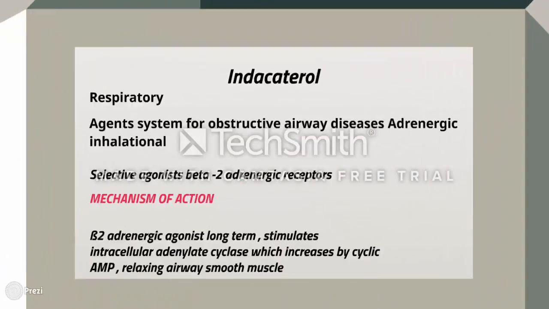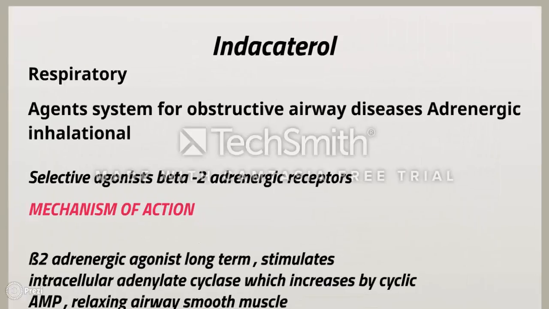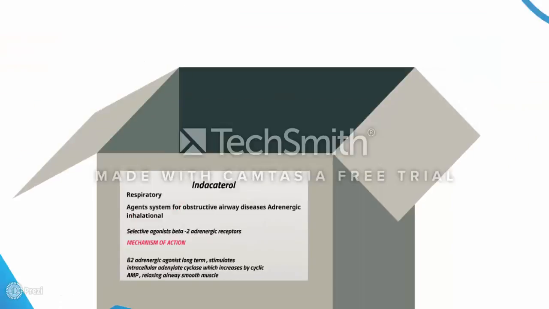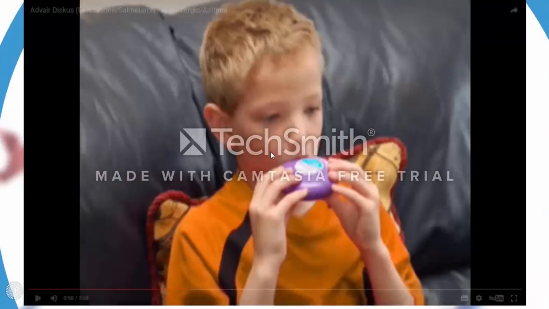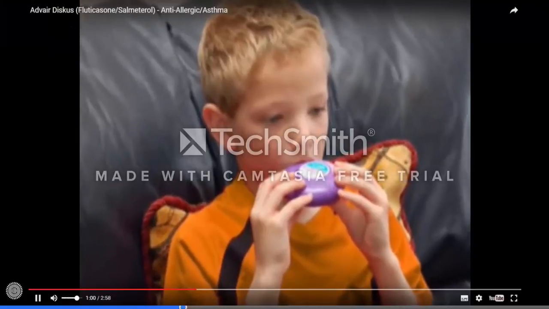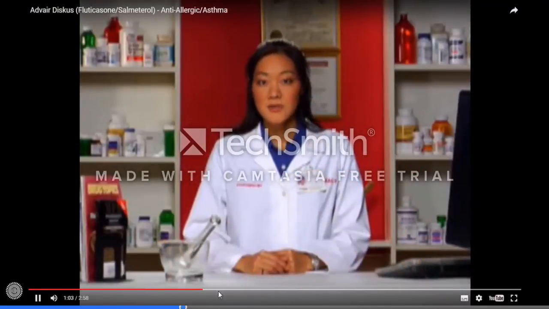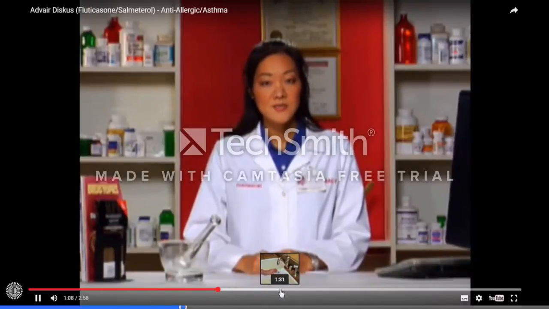What is Indacaterol? Indacaterol is a medication used as a respiratory system agent for obstructive airway disease, adrenergic inhalation. Selective agonist of the beta-2 adrenergic receptor. Mechanism of action: beta-2 adrenergic agonist, long-acting, stimulates intracellular adenylyl cyclase, which increases cyclic AMP, relaxing airway smooth muscle. Most commonly used in the treatment of asthma. It can also be prescribed to treat bronchitis in people with chronic obstructive pulmonary disease.